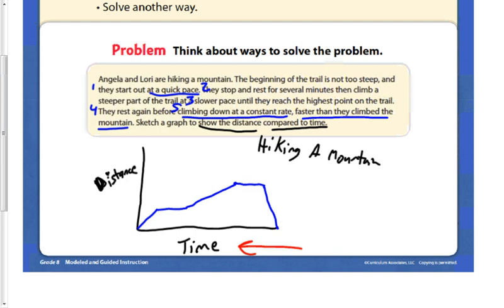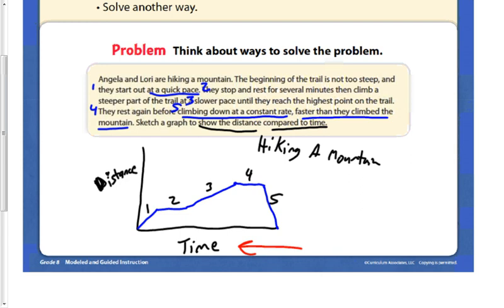Those are my chunks. Broke it up into 1, 2, 3, 4, 5 chunks. No numbers for time, no numbers for distance. We don't know how high they went. We don't know how long it took them. We're just showing the general graph, the general rates at which they climbed. And it ties to what we talked about with linear functions too.